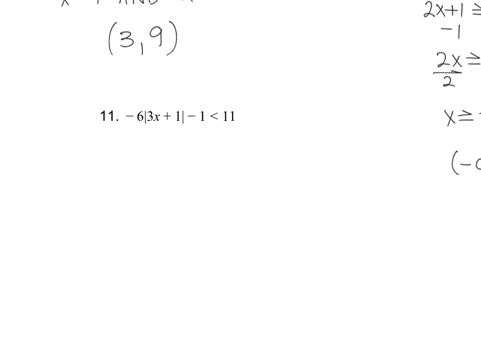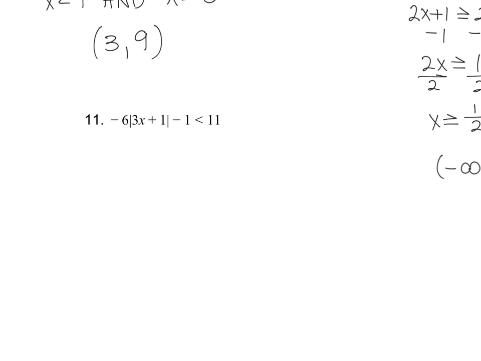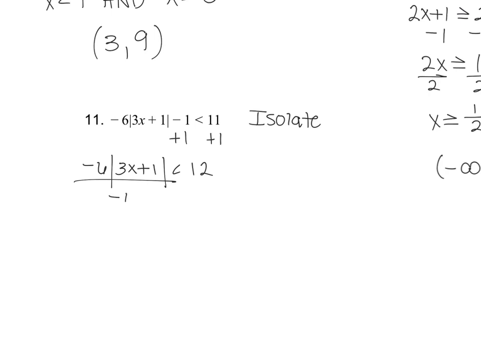Okay. Very last example, we have -6 times the absolute value of 3x plus 1 minus 1 is less than 11. So again, we still have to isolate our absolute value before we can solve. So we're going to add 1 to both sides. So we end up with -6 times the absolute value of 3x plus 1 is less than 12. Then we're going to divide by -6.